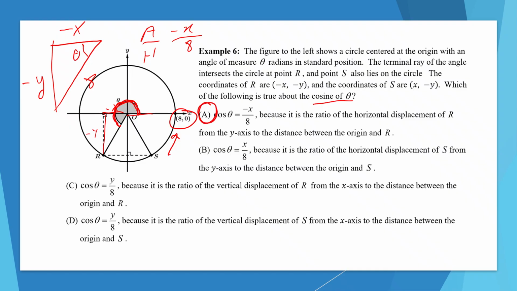And then looking at the explanation, it's a ratio of the horizontal displacement of R, that is true, because that is what this is, which is x. That's the horizontal displacement of R to the y-axis. And then the second part is saying the distance between the origin and R. That is their fancy way of saying the radius or hypotenuse there. So A should be our correct answer there.